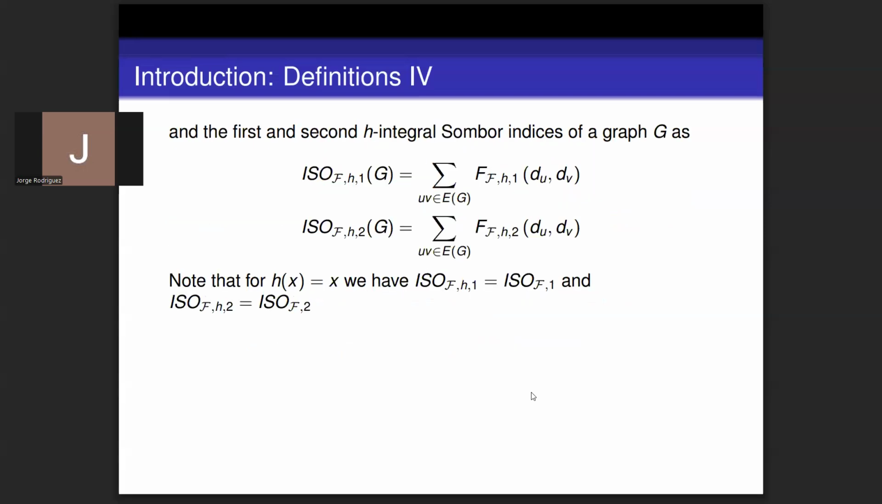And we are going to build what we call the first and second h integral Sombor indices in the same way as before. We are going to be summing over all the edges connecting the two vertices u and b of this object that we have built now, this f1, and the second h integral Sombor index is going to be again the sum over all the edges connecting u and b of the second object f2 that we have built. Note that for h equal to x, we have the first and second irregularity Sombor indices, okay?